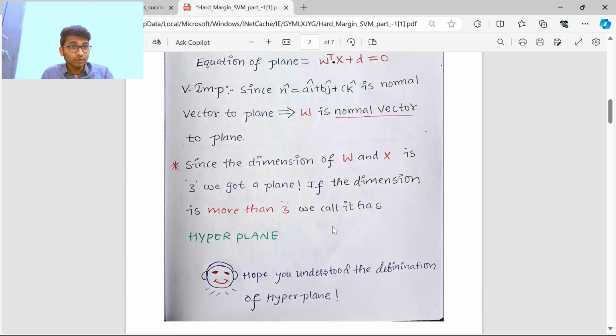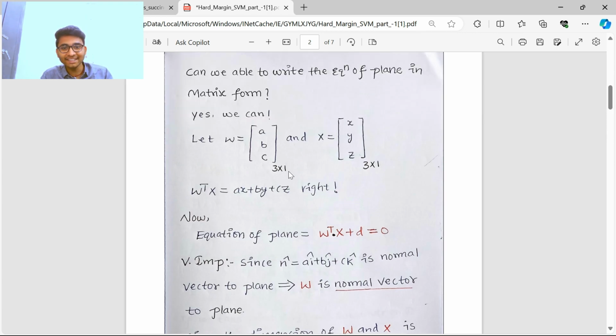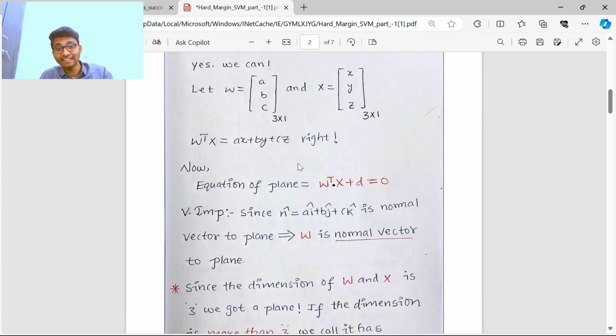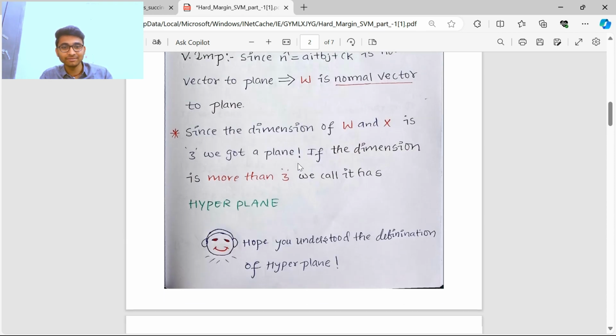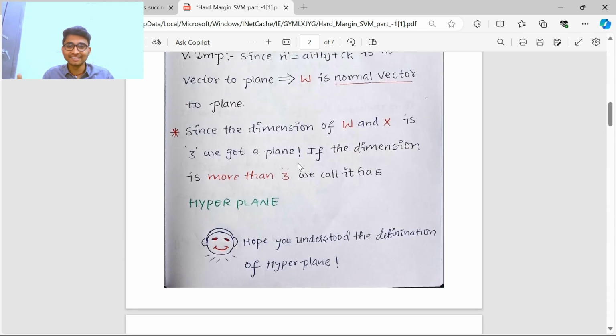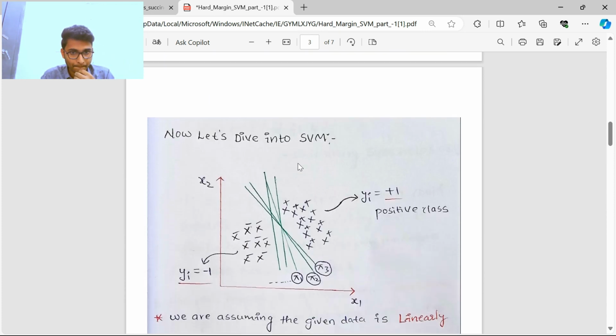And now, how to define the hyperplane? Since the dimension of W and X is 3, we are calling it a plane. What if the dimension is more than 3? Simple, it is a hyperplane. That's the definition of a hyperplane. I hope you understood the definition of the hyperplane. Now let's dive into SVM.